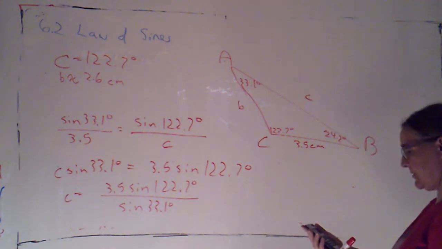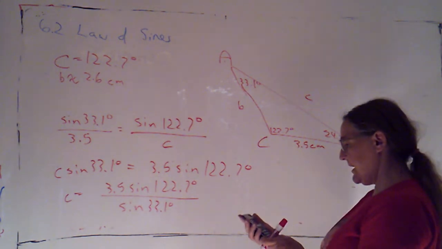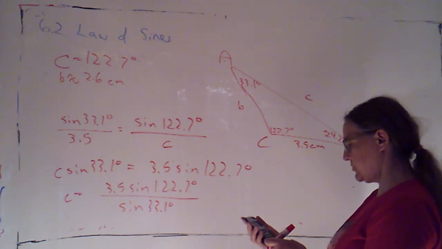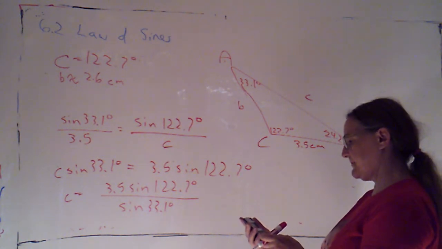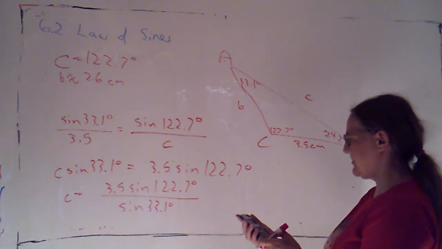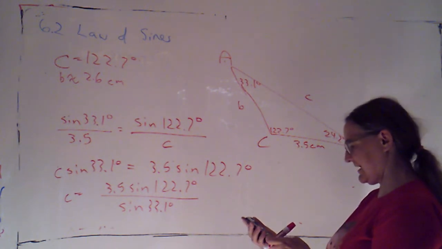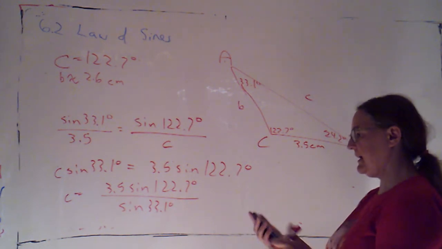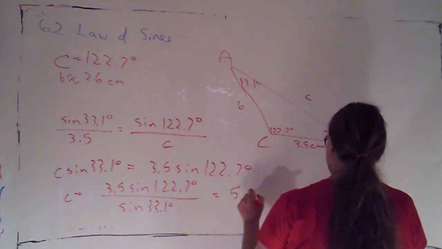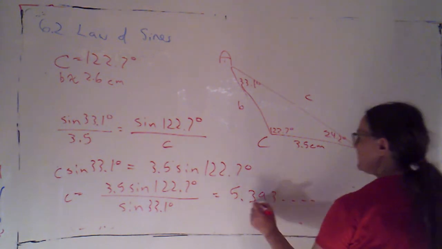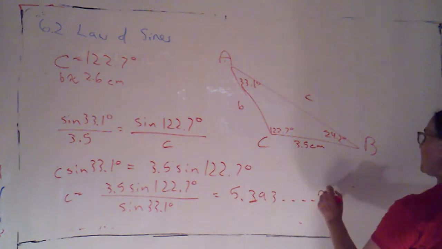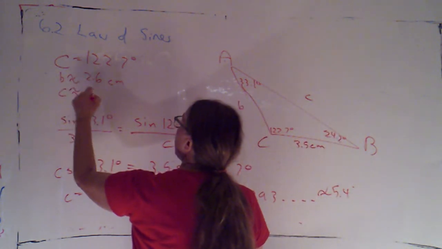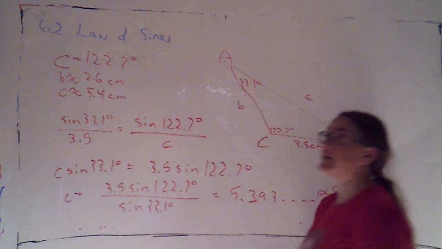And I did something weird because I just got a negative number, and that's not possible. So 3.5 times sine of 122.7. I think I just forgot to close the parentheses after that. Okay, so now I've done that. Divided by sine of 33.1, close parentheses. Much better. So I'm getting 5.393 blah, blah, blah. We're rounding to that place. That's going to round to 5.4. And that would be 5.4 centimeters.